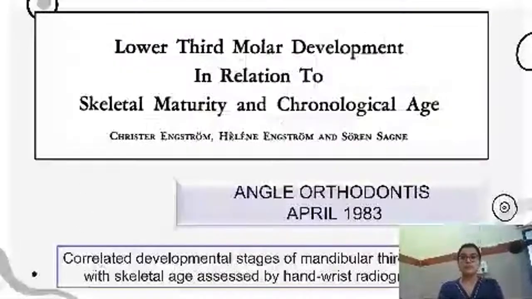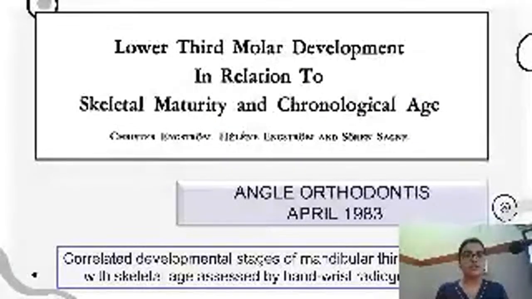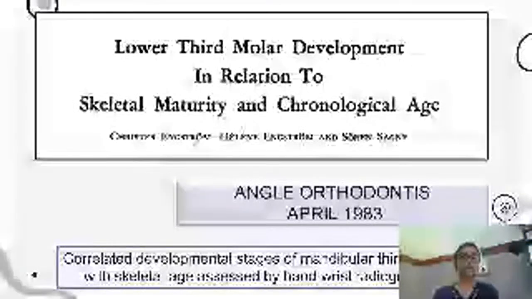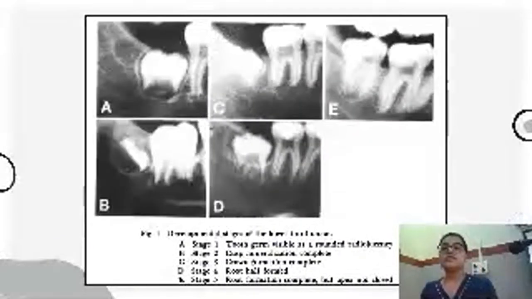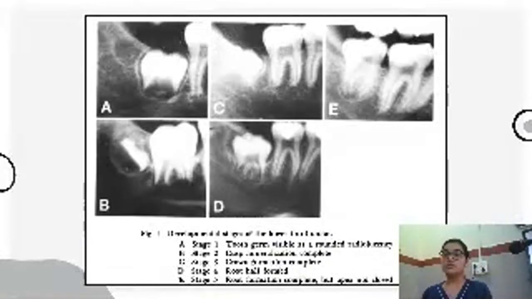Now in 1983, Kristen Engström et al. correlated developmental stages of mandibular third molar with skeletal age assessment by the hand-wrist radiographs. So the developmental stages of lower third molar were determined by OPG and were characterized into the following stages.